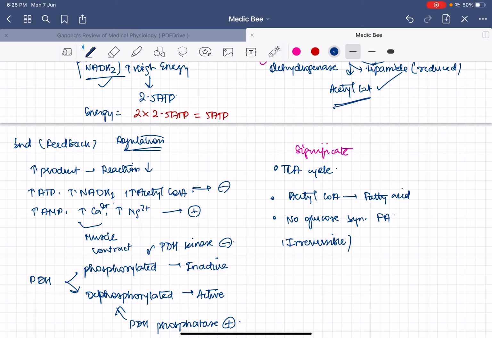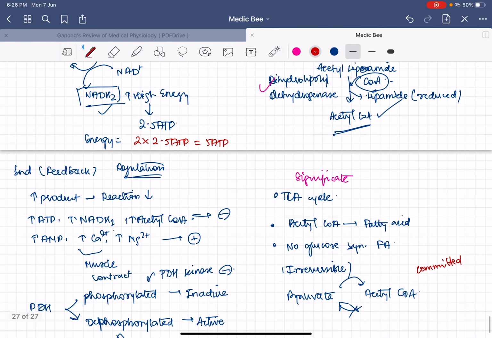Because the process is irreversible, only pyruvate can be converted to acetyl-CoA, but the reverse reaction cannot happen. So after pyruvate gets converted to acetyl-CoA, it gets committed. By committed I mean that it can only undergo further reaction; it cannot turn back.